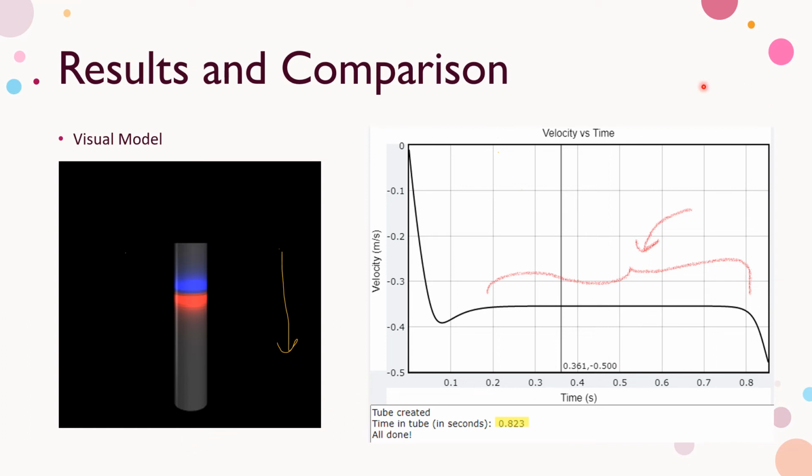And then here we have the velocity versus time graph. We found that it takes 0.823 seconds for the magnet to go through the tube, and this is according to the computations. And note that this is pretty close to the observed time that we got. We also see in the graph here that while the magnet falls in the actual tube, it has no acceleration, which means that there's no net force acting on it, which is pretty cool.